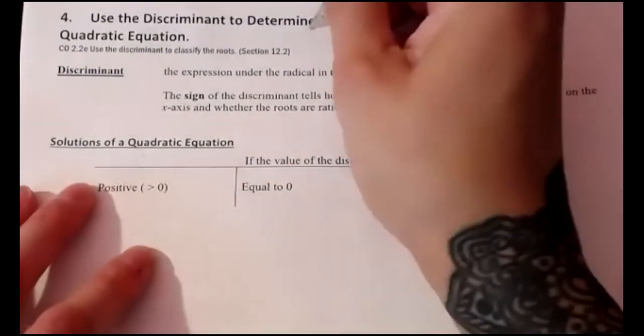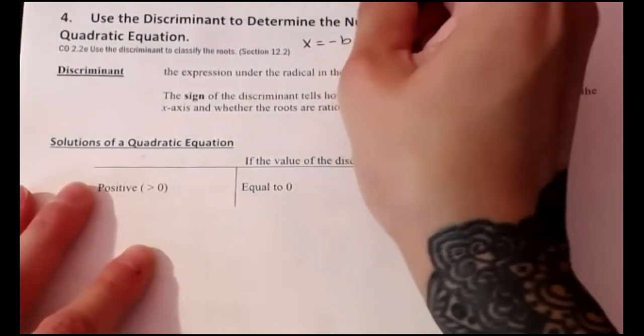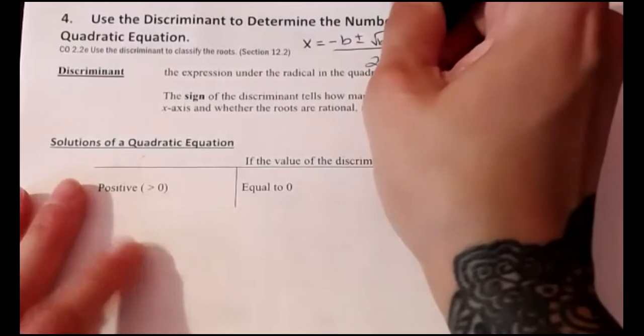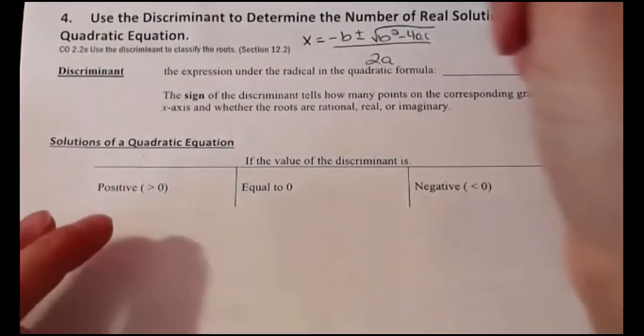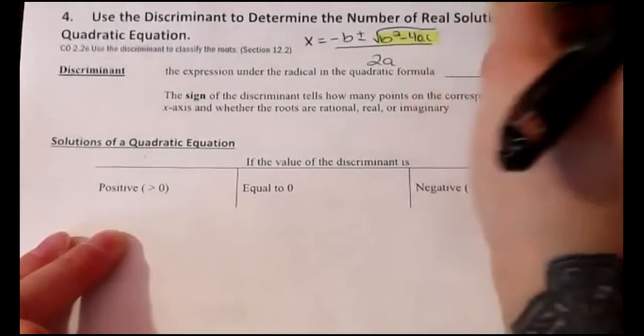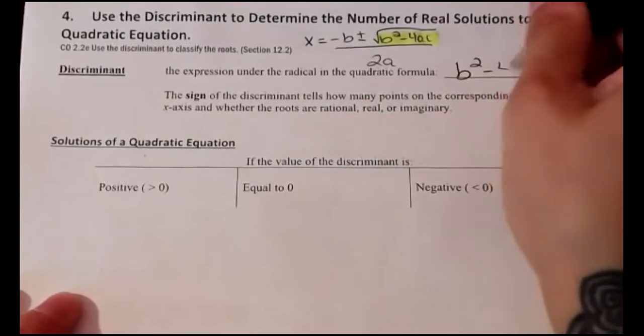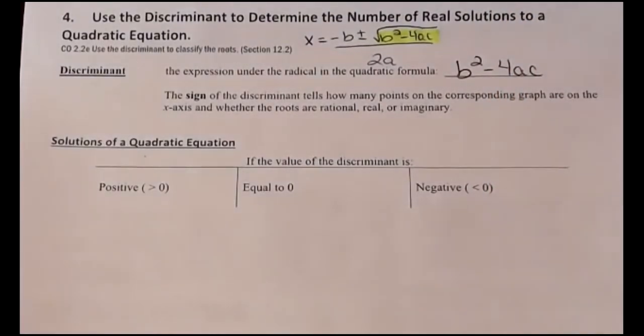So how we figure this out is we simply look at the discriminant. Now, in our quadratic formula, x is equal to negative b plus or minus square root of b squared minus 4ac, all over 2a. The discriminant is just the radicand of my formula. So the discriminant is just my b squared minus 4ac, that part. Now, depending on the value of that part, this sign will tell us how many points are on the x-axis. It'll tell us, do we have 2 solutions? Do we have 1 real solution? Or do we have none?